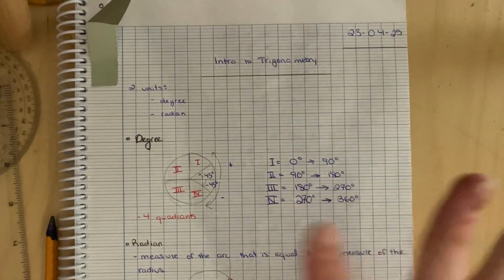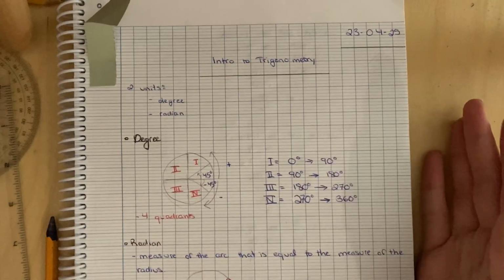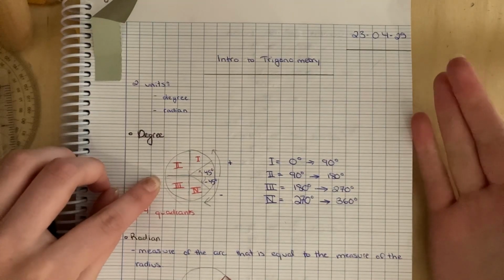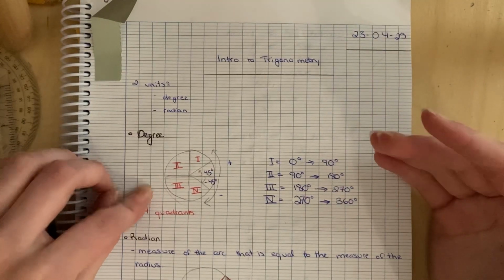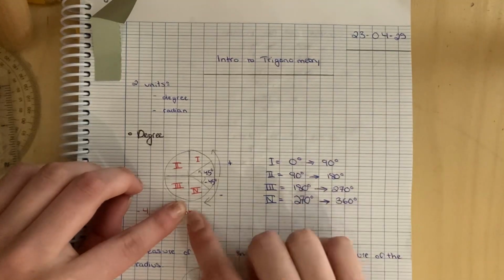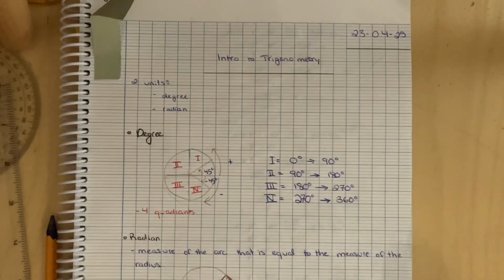Circles can be split up into four parts. Quadrants that go from 0 to 90 degrees, the first quadrant, from 90 to 180 degrees, the second quadrant, from 180 to 270 degrees, which is the third quadrant, and the fourth quadrant, which is 270 degrees to 360 degrees.